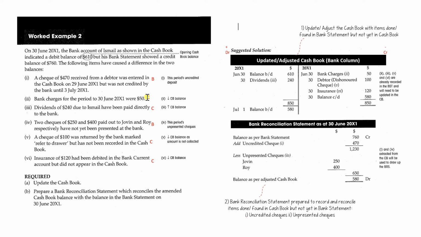Okay, so bank charges is money going out, so it will be on here, bank charges. Now this one, dividend due to Ismail. This is about Ismail, so the business is Ismail's business. So dividend due to Ismail, this is money coming in for him. Revenue for him. So this one is not yet in his account.